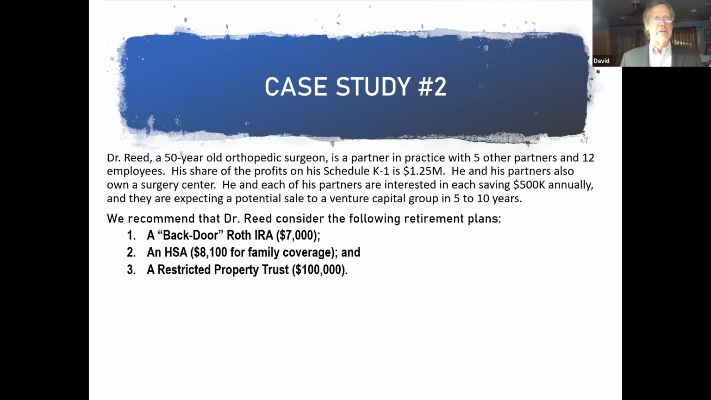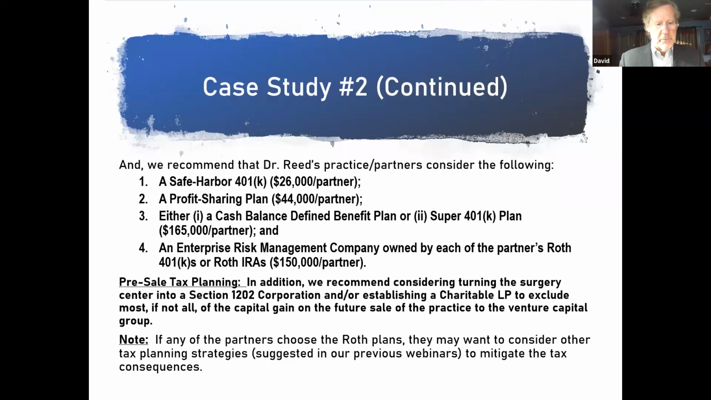So in this case, to start, what I would recommend for Dr. Reed is a backdoor Roth IRA, an HSA, and a restricted property trust, probably put a little bit more in. What I would also recommend for Dr. Reed's practice, which is on the next page, is to also consider a safe harbor 401k for the group. Each of the partners can participate in that, a profit sharing plan, either the cash balance defined benefit plan or a super 401k plan, like I mentioned previously. And then in this case, this would be where it would really be attractive for them to consider an enterprise risk management company owned by their Roth IRAs or IRAs.